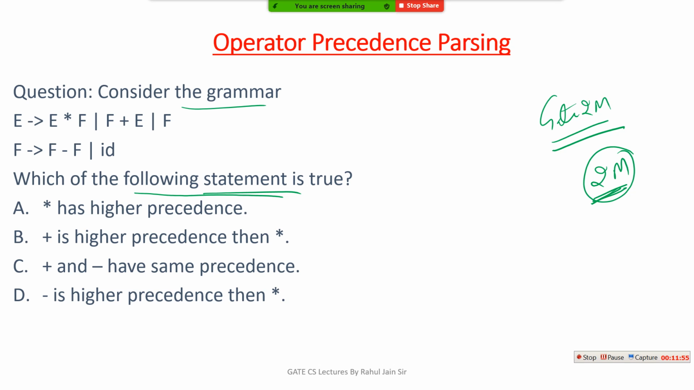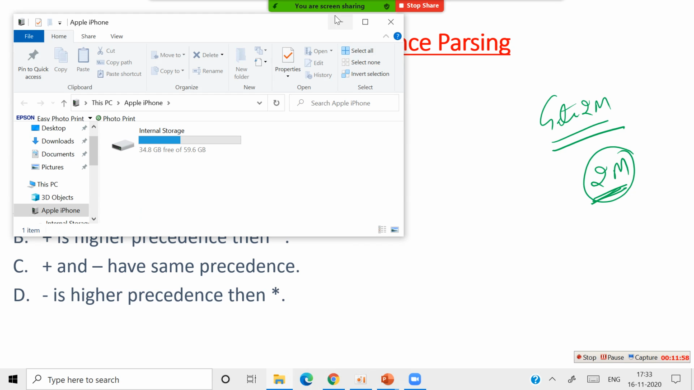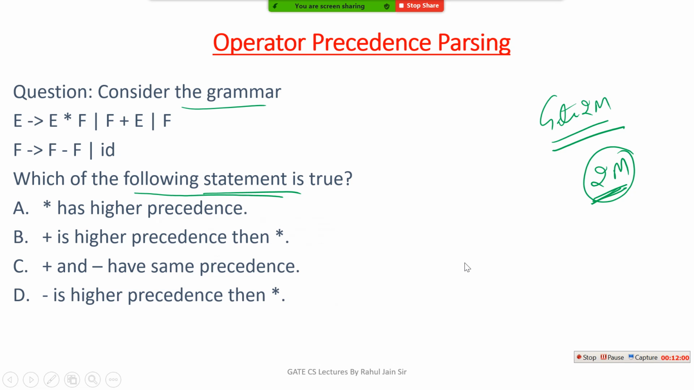Sir, can you share your screen, sir? Sir, I have shared my screen, sir. Sir, screen is on shareable mode, sir.